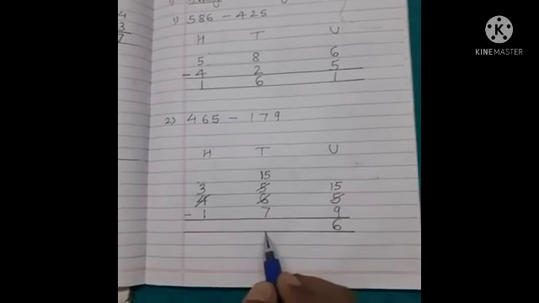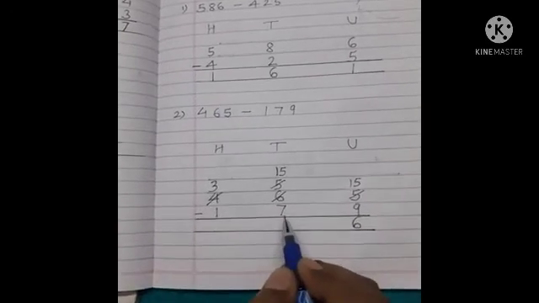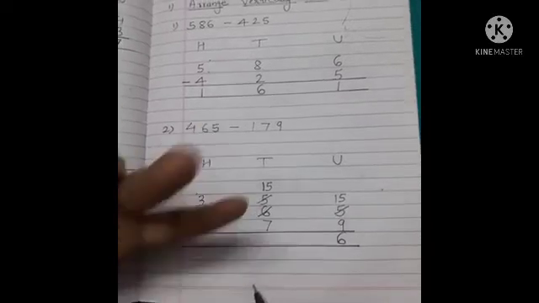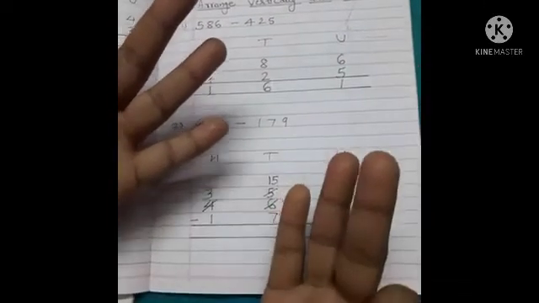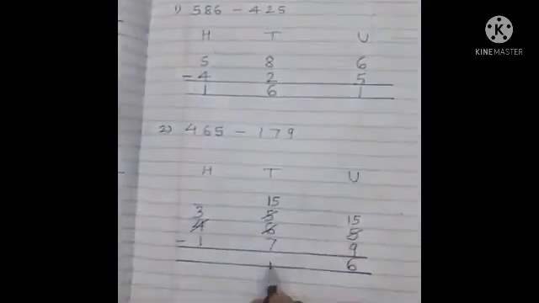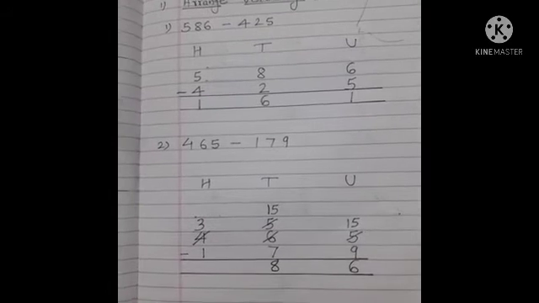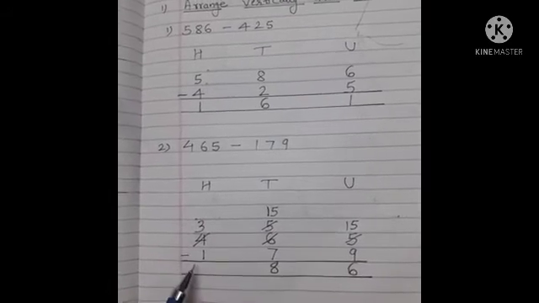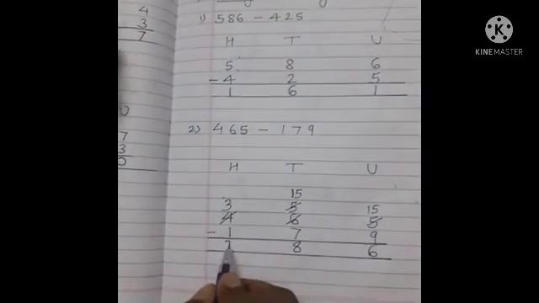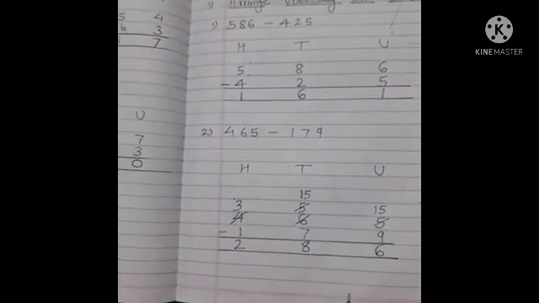15 minus 7 you have to do. Now you count after 7. So after 7: 8, 9, 10, 11, 12, 13, 14, 15. See, the answer is 8. Okay. So you will write 8 here. Now 3 minus 1, can you do it? Yes. So 3 minus 1, the answer is 2. This is the way to subtract.